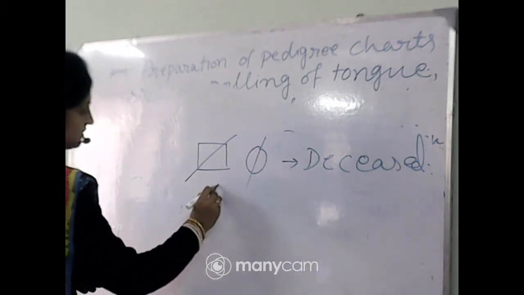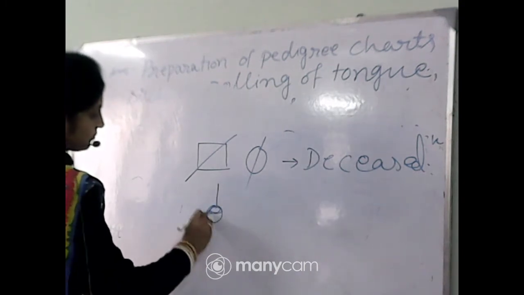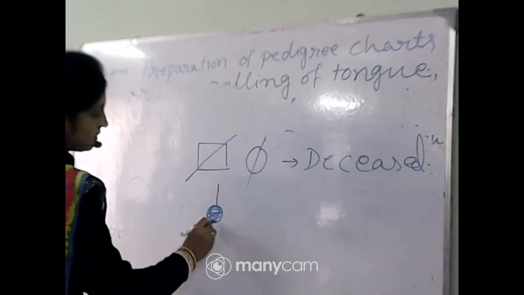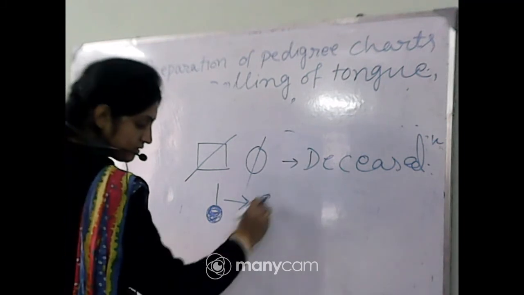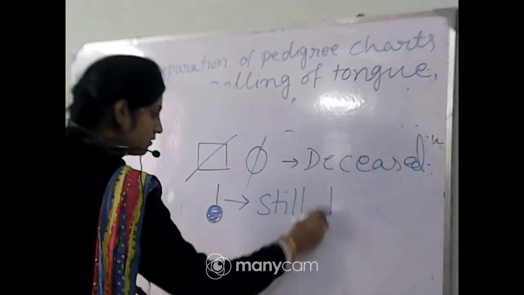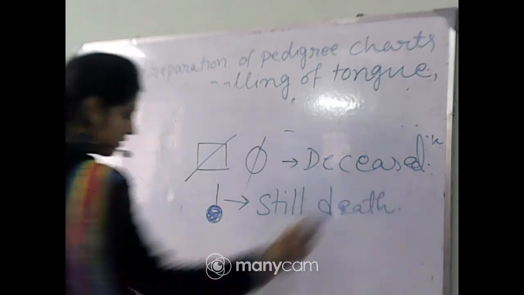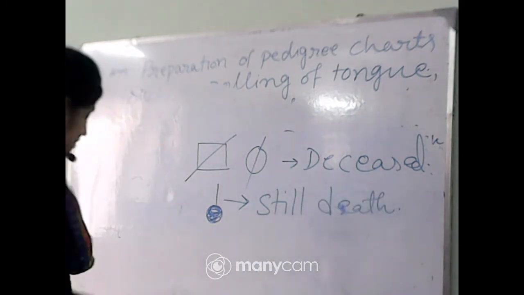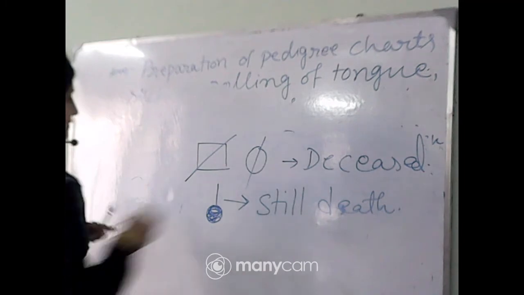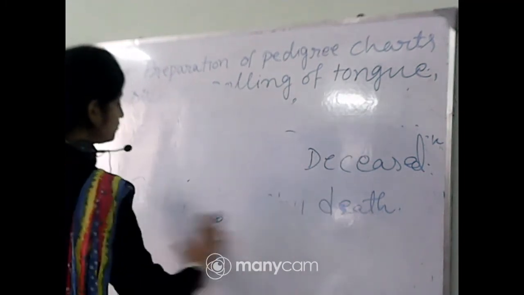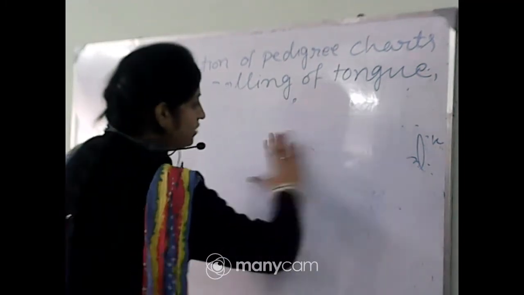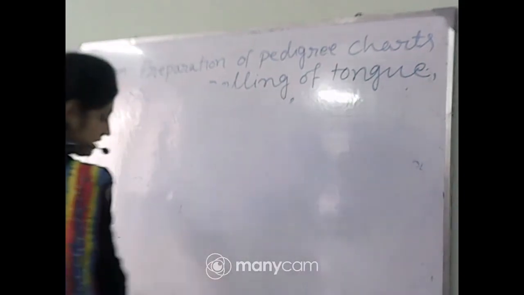Next one, if there is one line and just one circle and that is filled with color, that means stillbirth. Okay, and next, if there is one line and two circles, or two males, or one male and one female is present, that means they are twins.